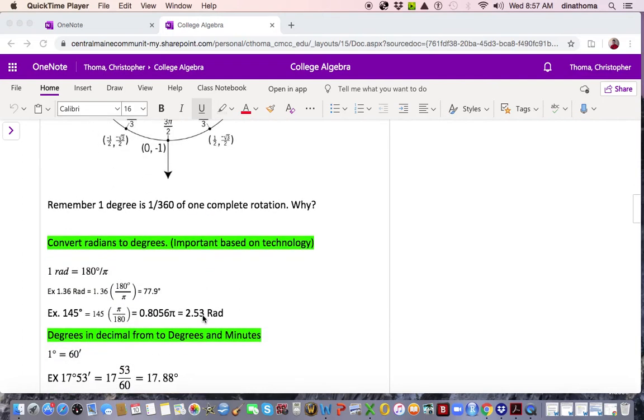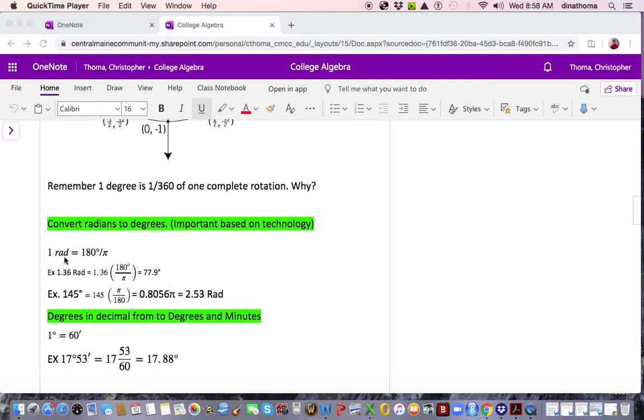So converting radians to degrees, this is more in case you want to, but most of the time we'll take our calculators and just convert them into the proper thing. But 1 radian, 1 rad as we call it, equals 180 degrees divided by pi.